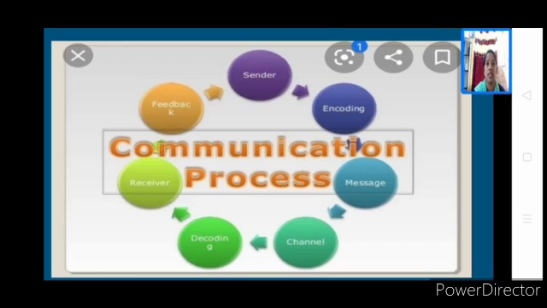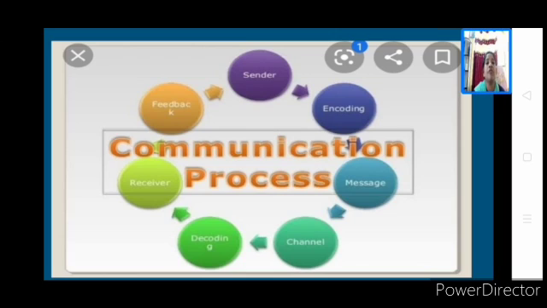Apart from that, in encoding, I might say the right thing, but when I convert the message while encoding it, I may use the wrong signals. I might be saying the right thing, but the expressions I show as a signal might be wrong. Hence the wrong message will reach the receiver. Is it clear? So these are the different elements involved in the process of communication.